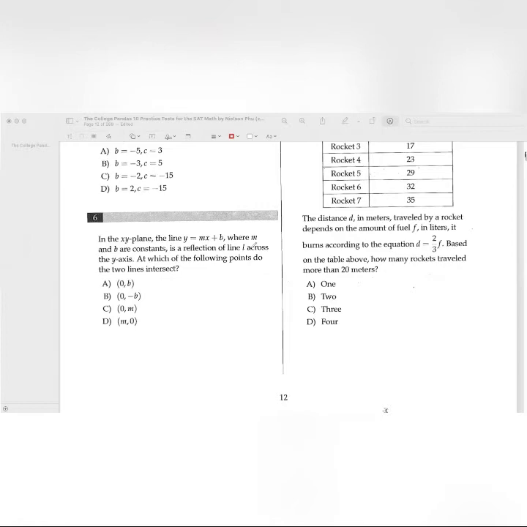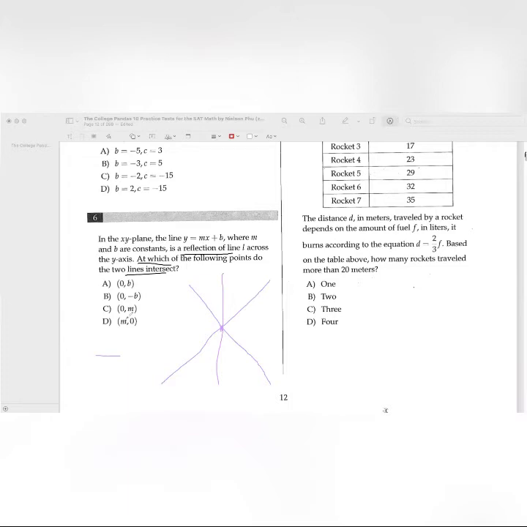The line y equals mx plus b, where m and b are constants. Line L prime is a reflection of line L. At which point do the two intersect? If it's a reflection off the y-axis, I think the slope would be negative. So they intersect at 0, positive b, I think.